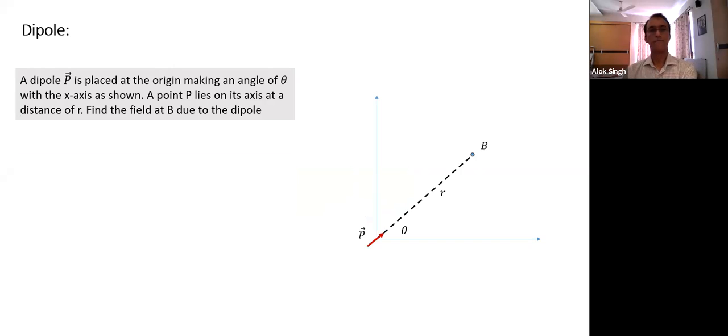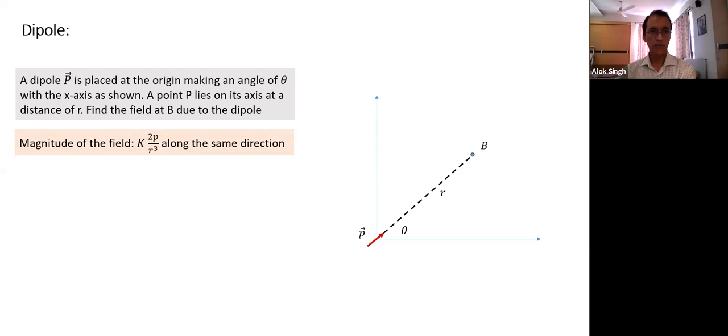Okay, let's move further. So this is a case here. So far, the orientation of the dipole was along the axis. In this case, the dipole is making an angle theta with the x-axis, and point B lies at a distance r, at angle theta. What is the field at B due to the dipole? Simple enough. The field due to the dipole will be equal to K times twice the dipole moment divided by the cube of the distance, 2kp by r cube. Magnitude of field will be K into 2p divided by r cube along the radial direction. This we know already.